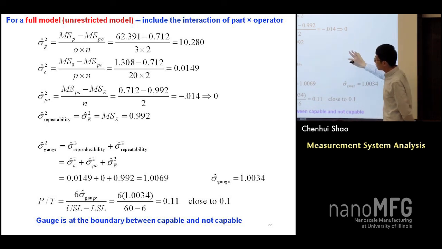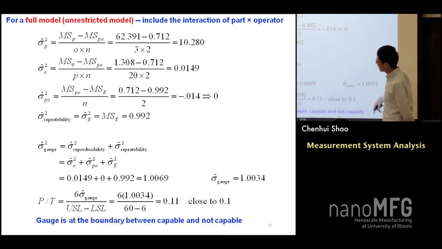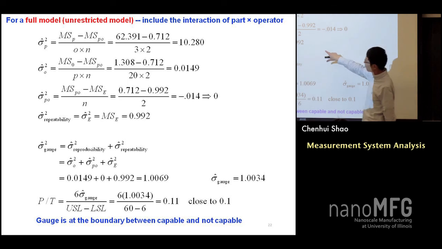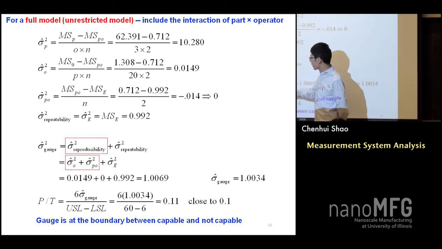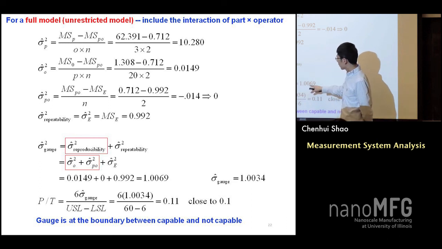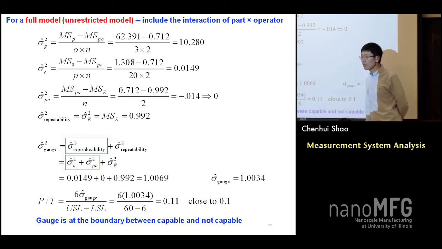Okay? And then we have the sum of this. So then I have this error term and reproducibility, which is the sum of these 2. So sigma gauge square is actually 1.0669. So the P/T ratio will be given by this, 0.11.